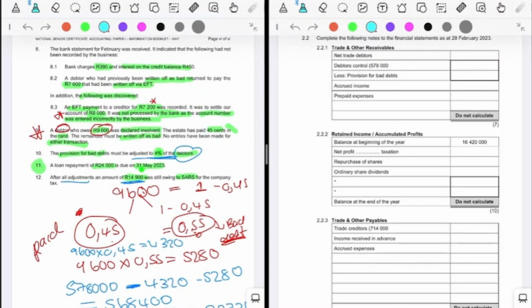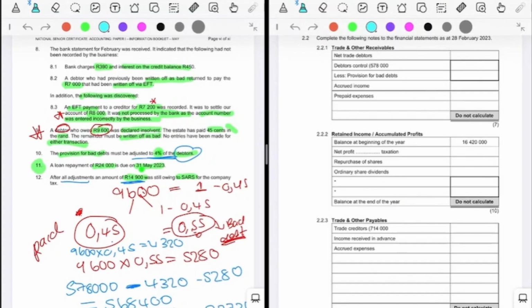Question 2.1, which is our statement of comprehensive income. Now they want us to complete the following notes. They want the trade and other receivables, retained income, and trade and other payables. Now let's start with our trade and other receivables.